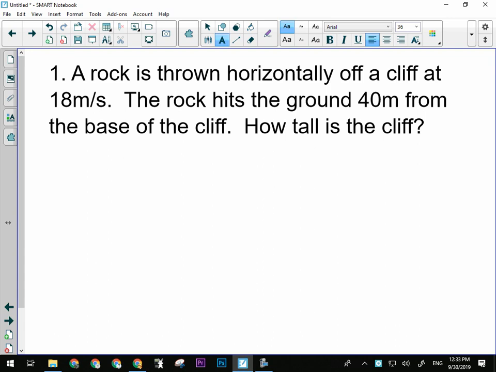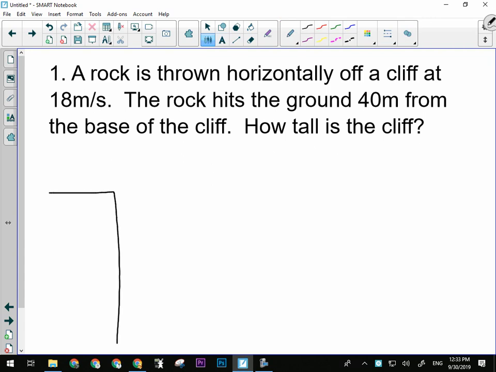Okay, so our first one here, we've got a horizontally projected rock, thrown horizontally off of a cliff. We're told that it's thrown at 18 meters per second and that it follows a projectile arc and hits the ground 40 meters from the base of the cliff.